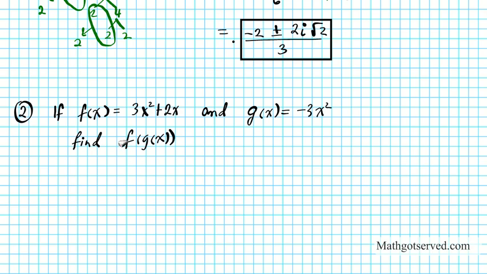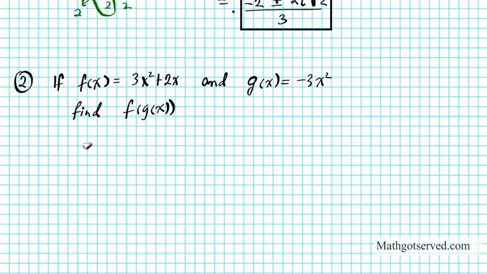Remember, f is the parent function because it comes first, and g is the input function. So what this is telling you is we're just going to take g, whatever the value of g is, and plug it into the x's in f. So to get this organized, we're going to write down our parent function first. The function that comes first is the parent function. So f of x equals 3x squared plus 2x.